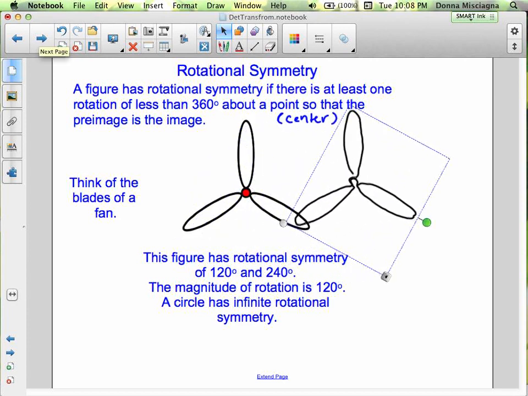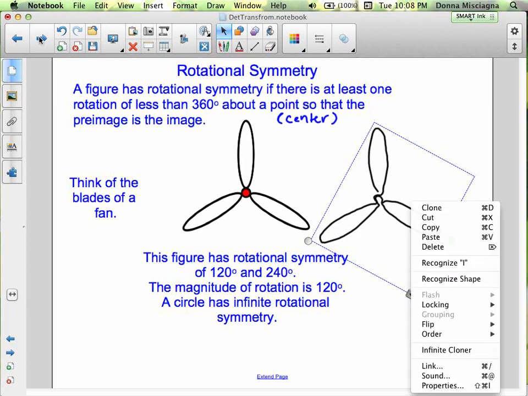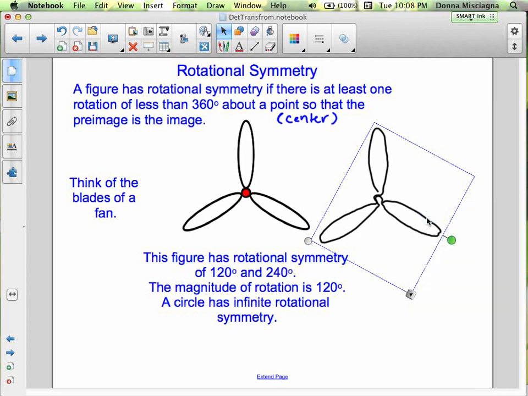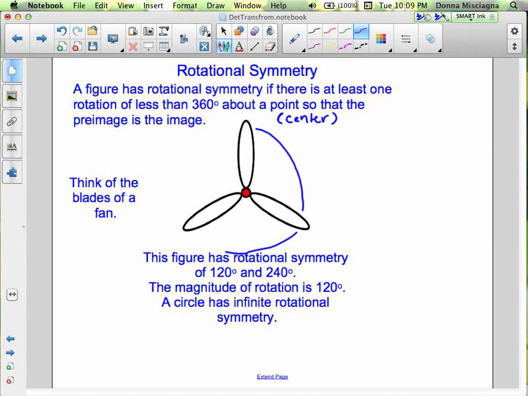So how did we know that it had rotational symmetry? How did we know that angle would be 120 and 240 degrees? Well, if we go all the way around the circle, so if I start here and I keep rotating and I keep rotating and I keep rotating, that would be 360 degrees.